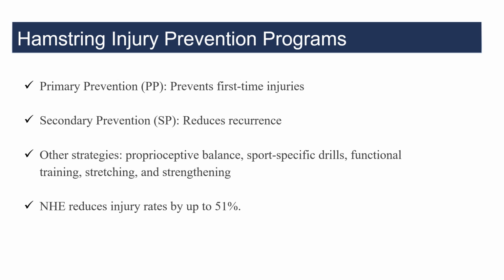Other than this, there are some other strategies, which are proprioceptive balance training, sport specific drills, functional training, stretching, strengthening and massage, etc. But the Nordic hamstring exercise stands superior to all prevention programs currently available worldwide. It reduces the incidence rate of hamstring injuries by up to 51%. There is well established evidence from different trials and research papers.